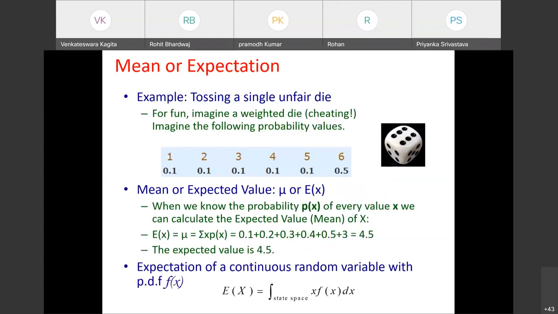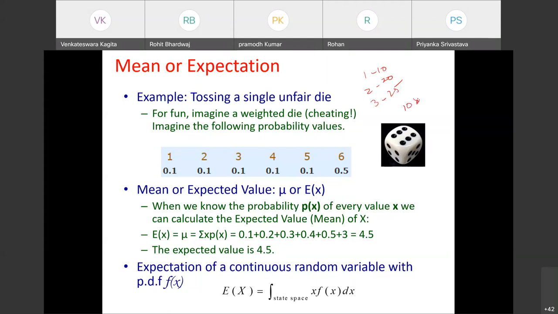Now let's talk about mean or expectation. What is the expected value of the outcome, or the mean value, or the average value of the outcome? Let's say you want to measure the class average marks. Suppose you are given the individual marks: student 1 has 10, student 2 has 20, student 3 has 25, something like that. How would you compute the average?